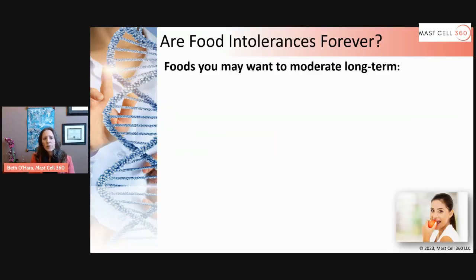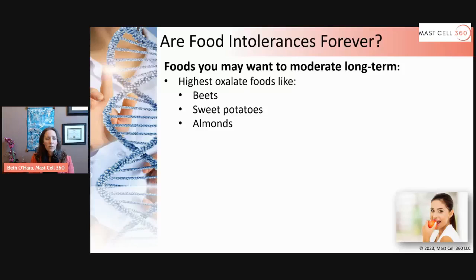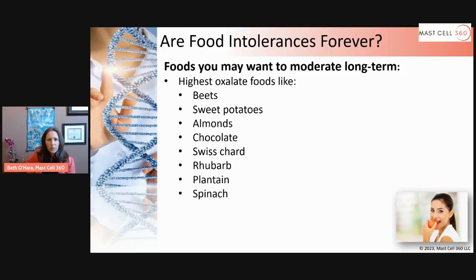Here are some foods that I've chosen to moderate long term, and you may want to as well. I'll leave this up after I get the list up here if you want to take a screenshot. These are really high oxalate foods: beets, sweet potatoes, almonds, chocolate, Swiss chard, rhubarb, plantain, spinach. These are some of the highest oxalate foods. There are a few others in that category.